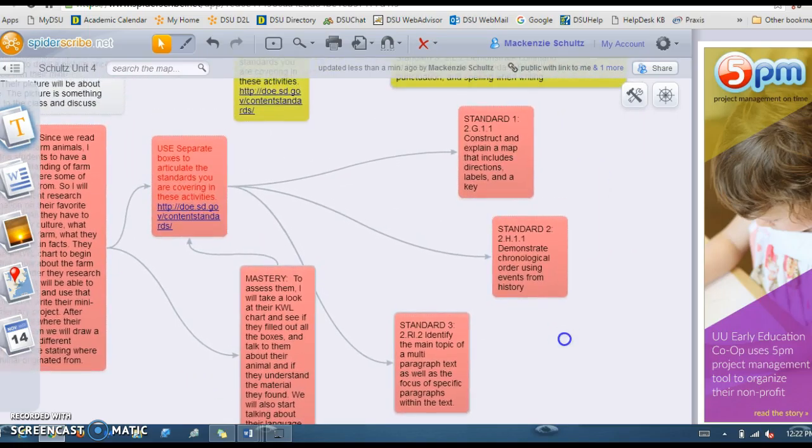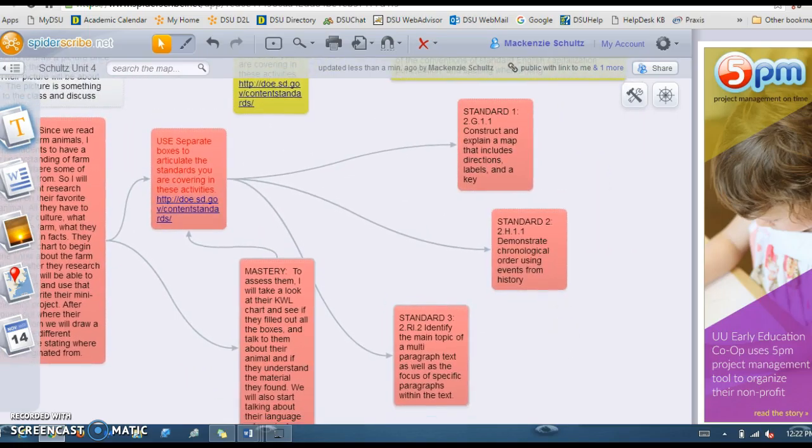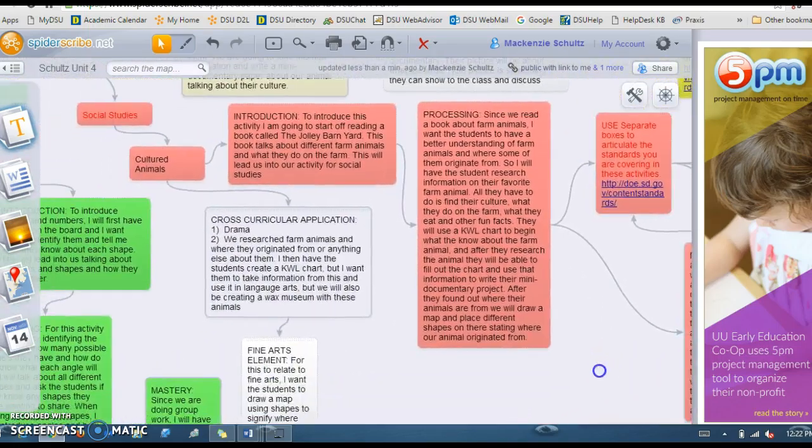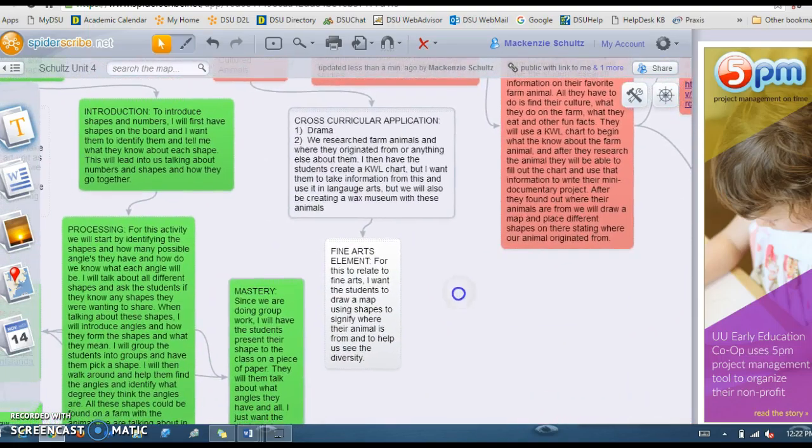And over here are my 3 standards I have for this unit. Basically, constructing a map, demonstrating chronological events, and then identifying the main topics out of paragraphs. And it crosses with drama because we are researching our favorite animal in social studies, and then in drama we're going to put on a wax museum of our favorite animal. So that's how they link together.